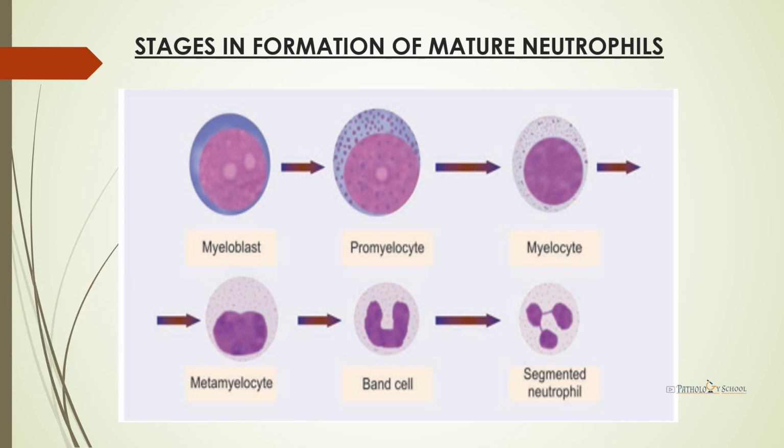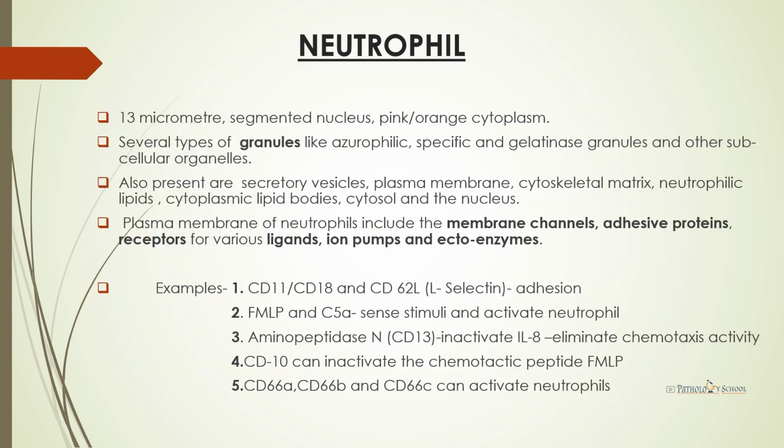Then we have the metamyelocyte stage, in which the nucleus is indented with the presence of granules in the cytoplasm. Then we have the band cell, in which a U-shaped or band-shaped nucleus is present with clumped chromatin. Then we have the segmented neutrophil, which has 2 to 5 lobes with chromatin strands. The neutrophil size is 13 micrometers, with a segmented nucleus and pink or orange cytoplasm stain.